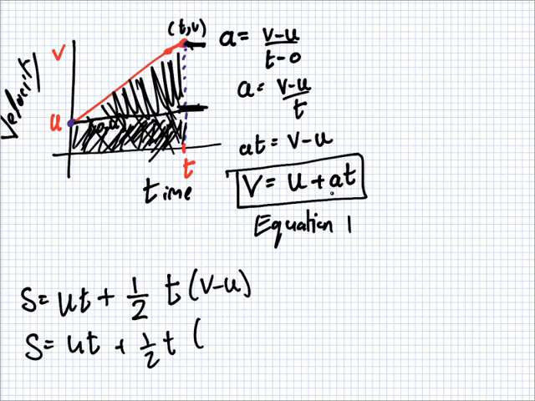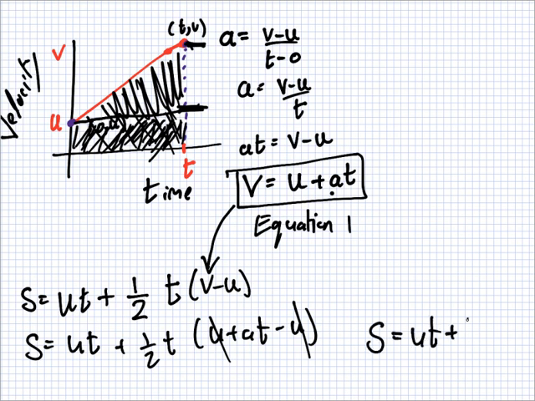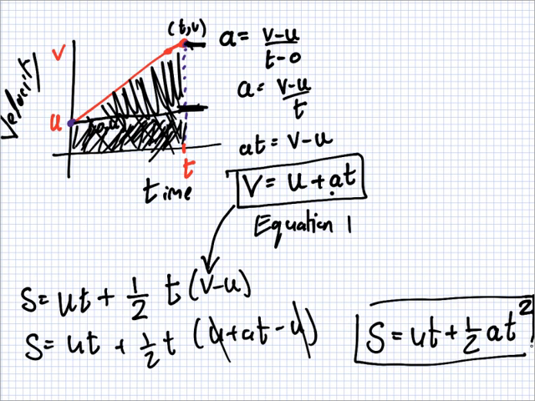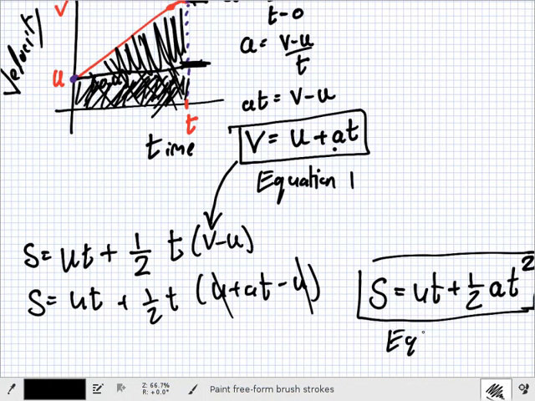But if I use equation 1, I can replace the V with U plus AT minus U. Now the reason for doing that is because the U's cancel. You just have AT. And what's T times T? T squared, yeah. So S equals UT plus a half AT squared. That's equation 2. It's all proven just from one equation, or pretty much from the basic triangle.